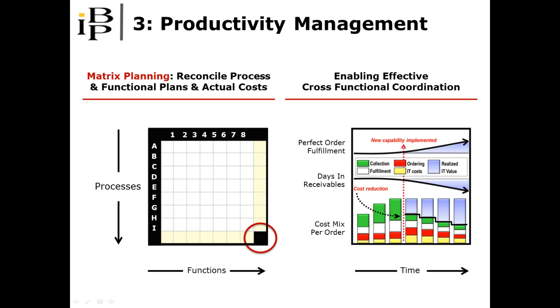Some might look at this and wonder what's really new here. In fact, process management supporters have been talking about this for years. What's new are more advanced driver models and planning systems that can support matrix planning. That being the ability to simultaneously plan both functions and processes, and to always ensure that the two are reconciled, as denoted by the red circle on the bottom right of the left-hand side of the screen.